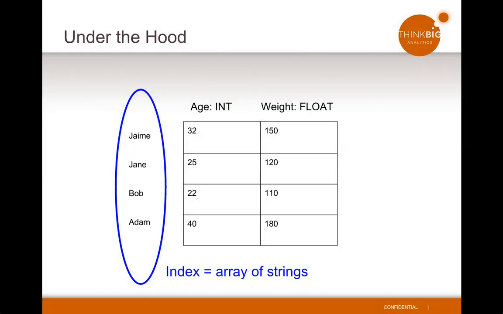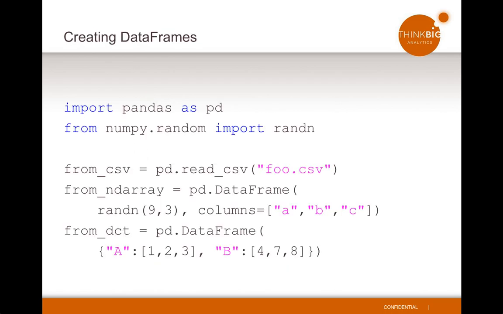The index will be stored as an array of strings, which don't have the same computational wins as arrays of numbers, but you're typically not going to be doing any heavy processing on the index in the data frame.